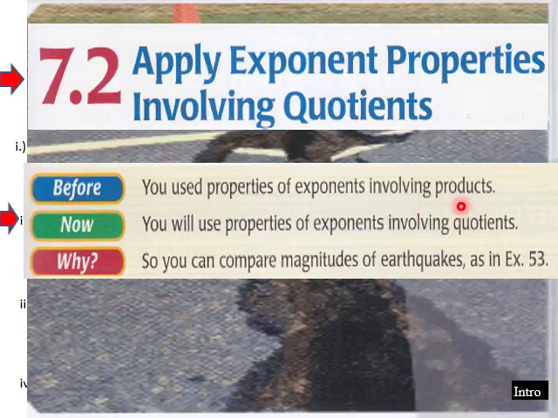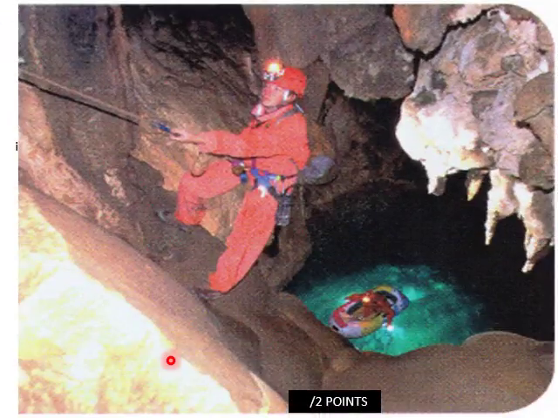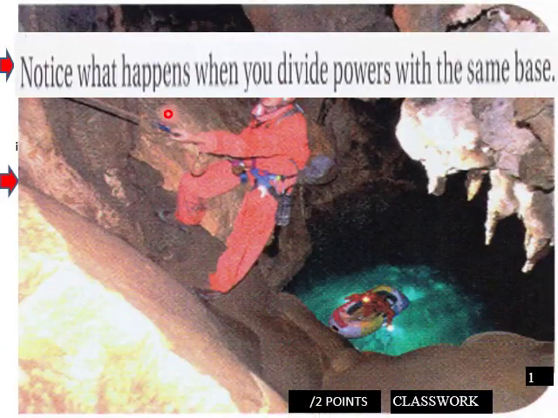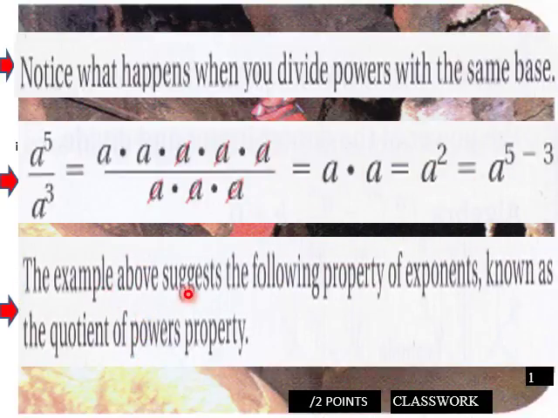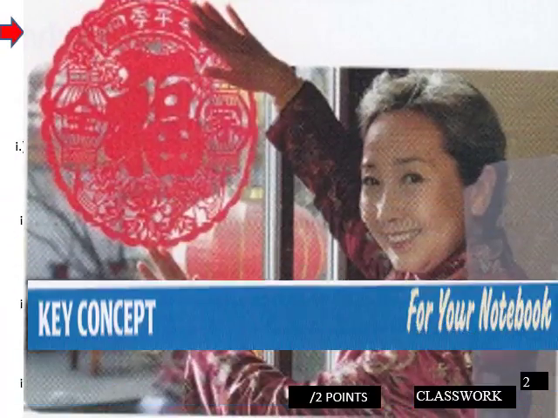Okay, moving into our lesson, 7.2, apply exponent properties involving quotients. You used properties of exponents involving products. Now you'll use properties of exponents involving quotients. Notice what happens when you divide powers with the same base. We have a to the 5th over a to the 3rd. These cancel, and you're left with just a squared. So basically it's the exponent in the numerator minus the exponent in the denominator. It's a subtraction. The above example follows a property of exponents known as the quotient of powers property.